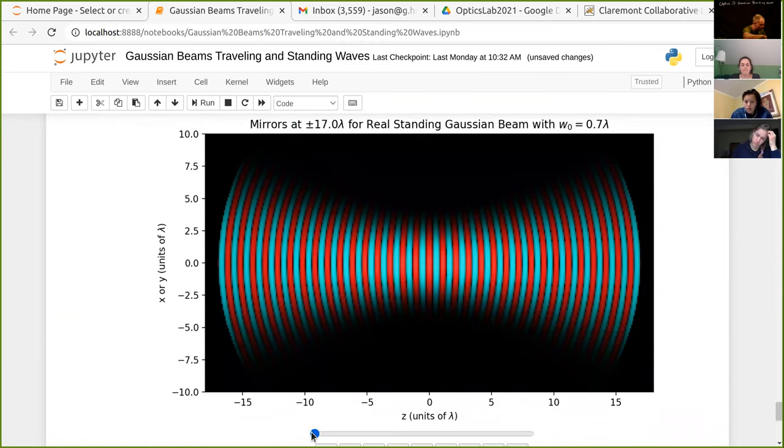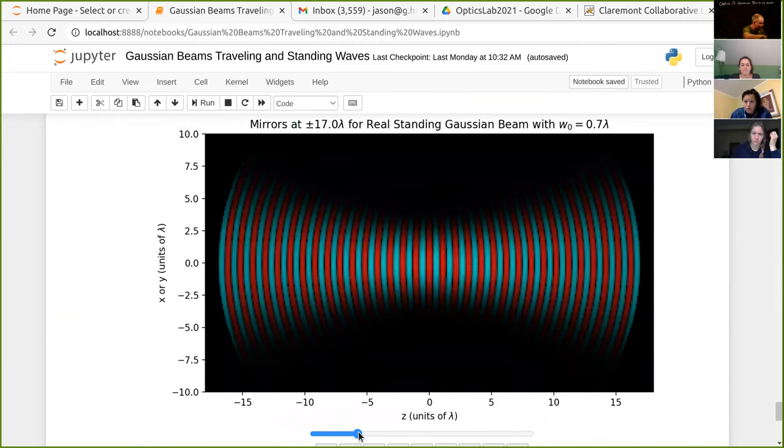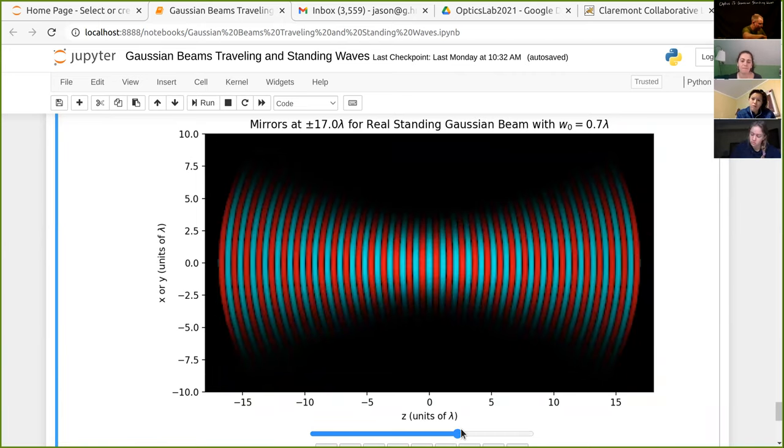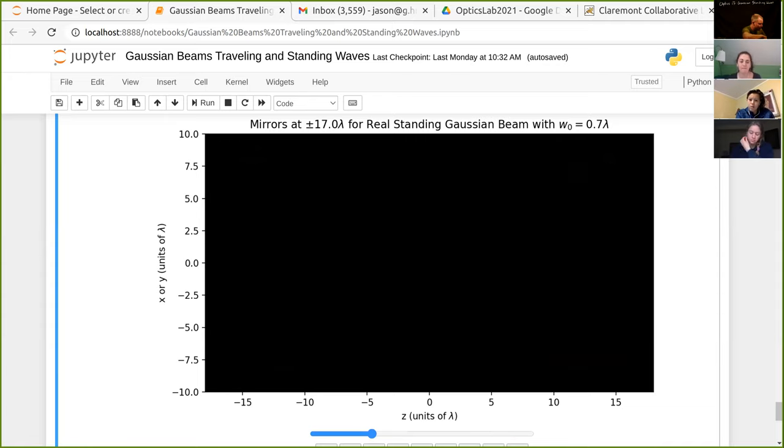I just made the animation a little bit more fine-grained. So there is a particular time here where this thing fades completely to zero. If you have a standing wave like this, it's some profile of intensity multiplied by some cosine, and there's some point in that cosine where everything is just zero.